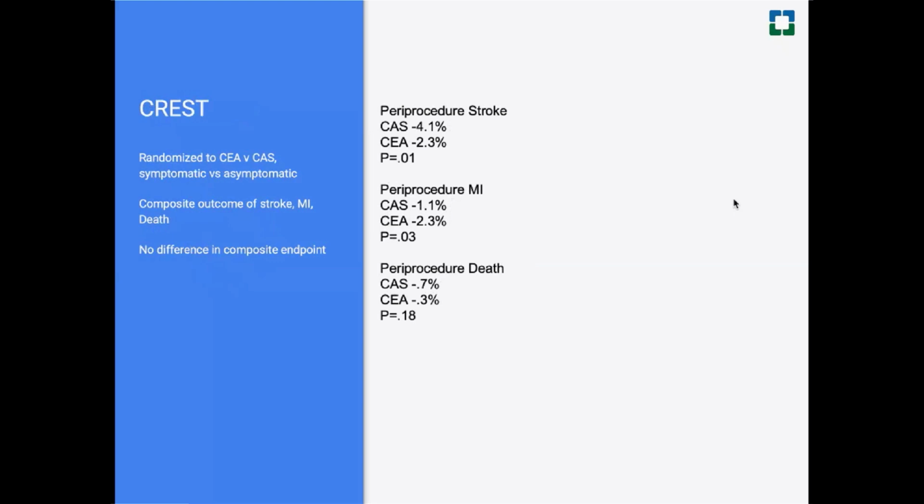When you broke it down, though, there were differences in the individual endpoints. Peri-procedural stroke rates were significantly lower in the carotid endarterectomy. The peri-procedural MI rates were higher in the endarterectomy, but it turns out most of these MIs were non-Q-wave MIs. They were non-transmural MIs, probably resulting from strain and sympathetic response after an operation. Peri-procedural deaths were equivalent, and this was actually recapitulated in several different trials as well.